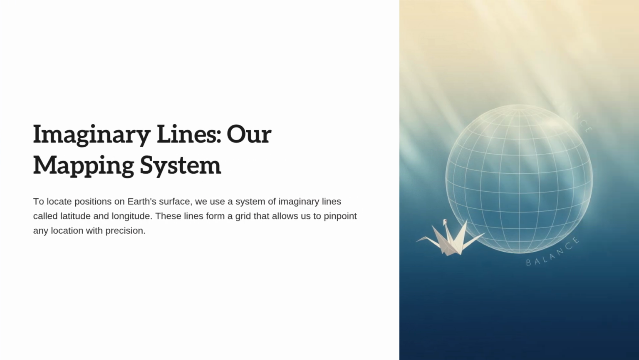Imaginary lines, our mapping system. To locate positions on Earth's surface, we use a system of imaginary lines called latitude and longitude. These lines form a grid that allows us to pinpoint any location with precision.